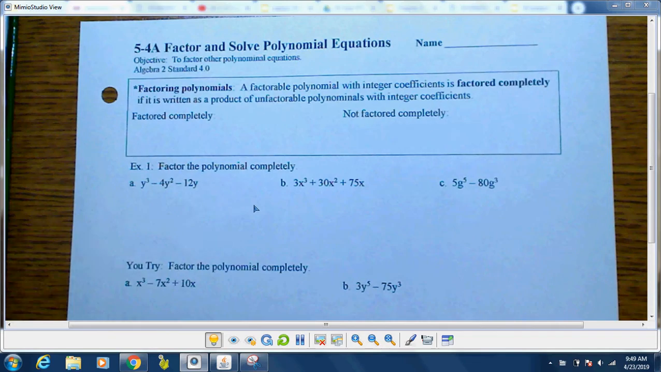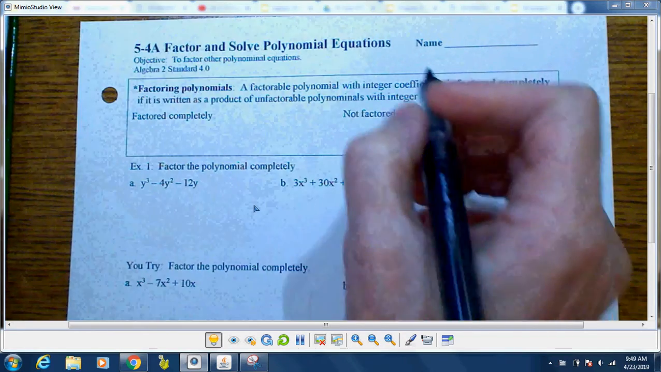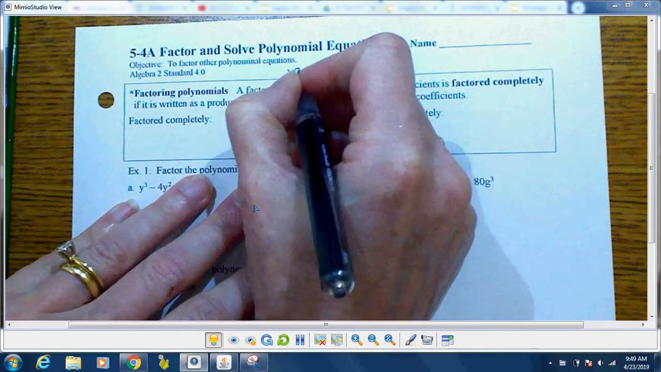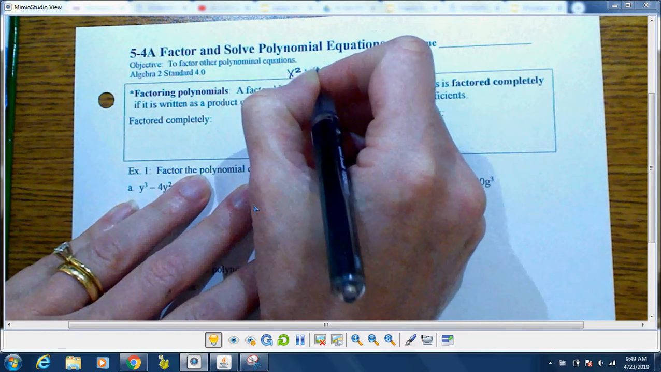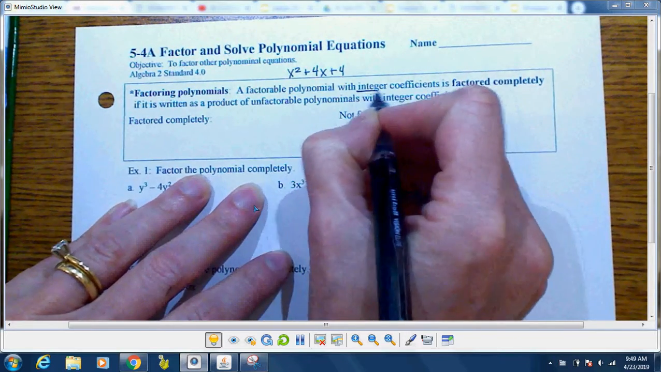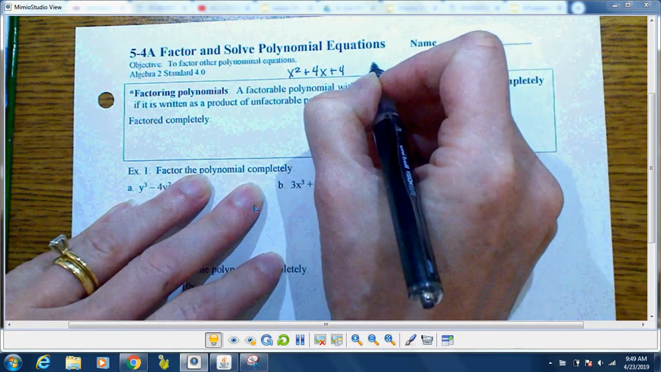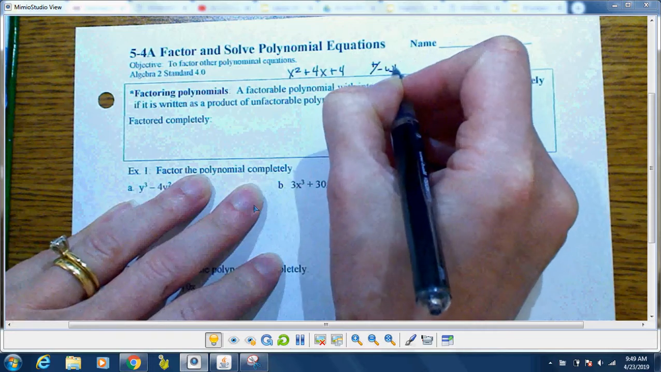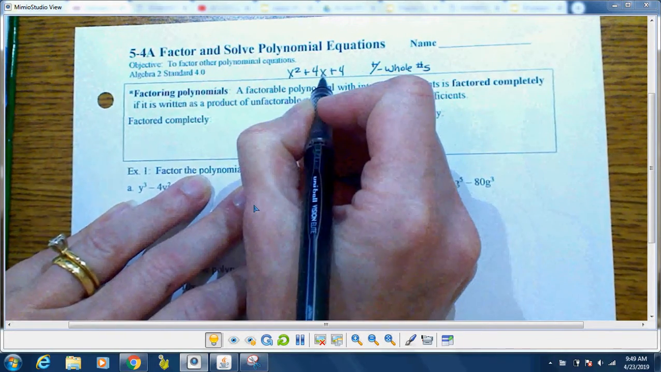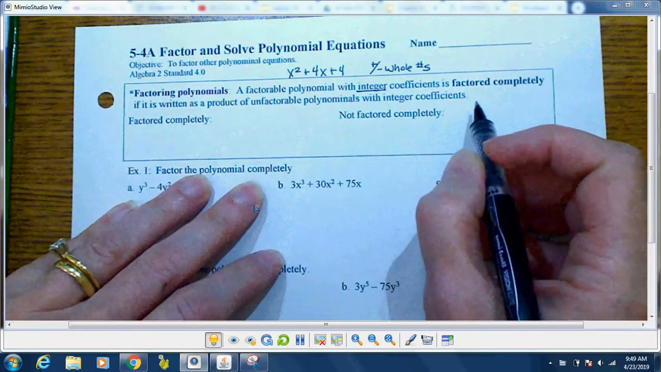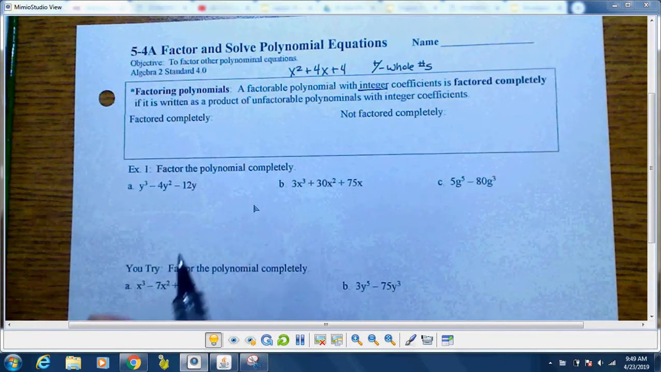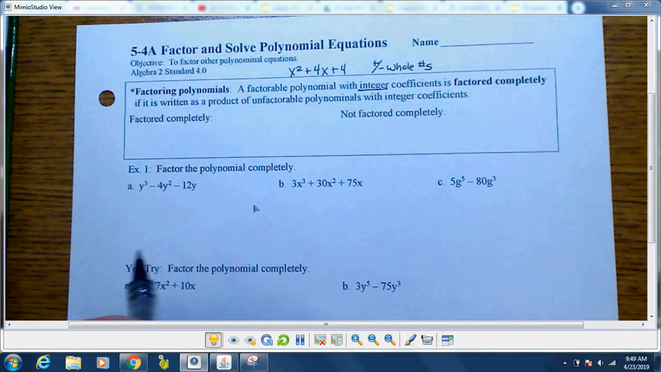So a factorable polynomial with integer coefficients. Remember, a polynomial is like x squared plus 4x plus 4 or something like that. Integer coefficients, so those are positive or negative whole numbers. And a coefficient is the number in front of a variable, okay? It's factored out completely. It's broken down completely. So think of factoring as breaking it down into smaller parts.